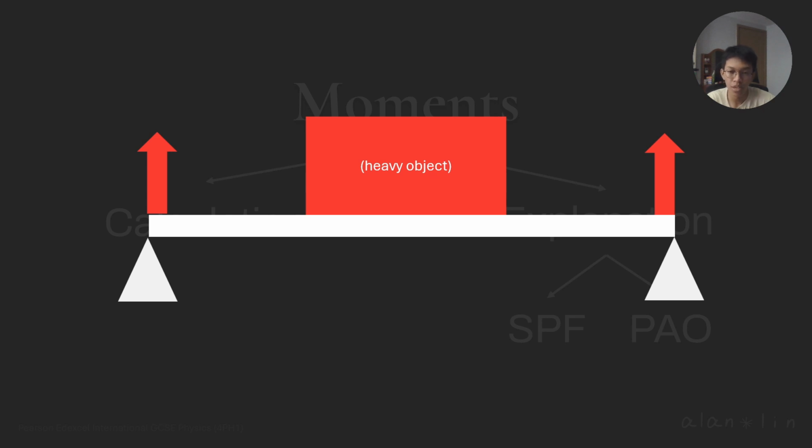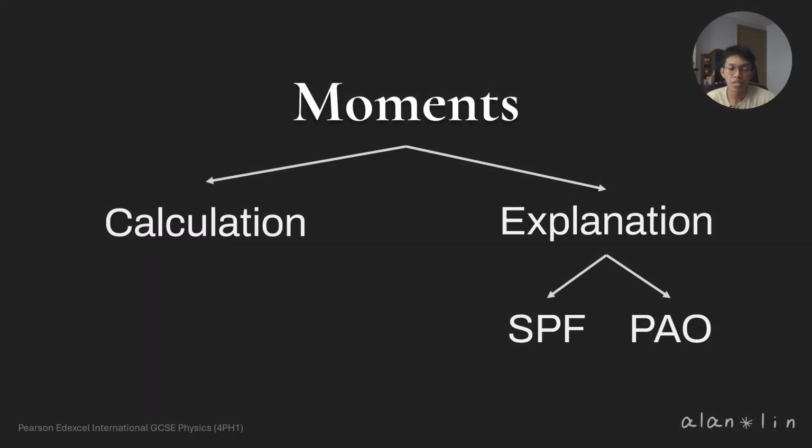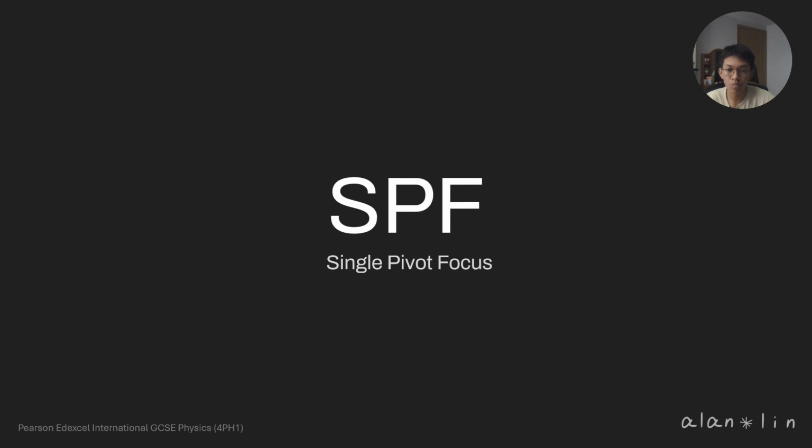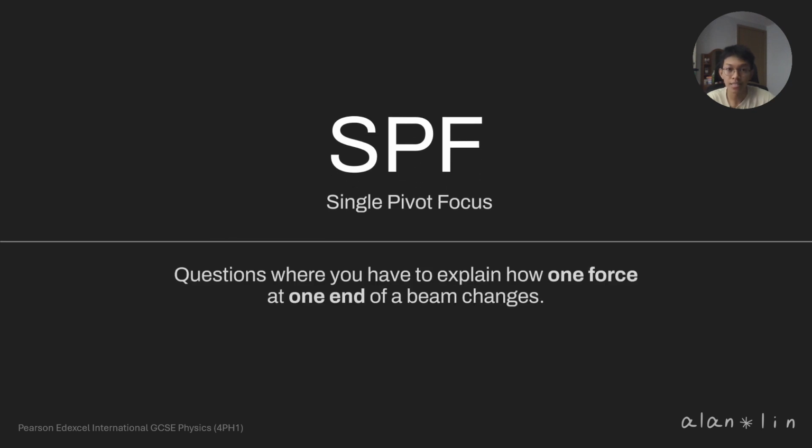In my experience, these types of explanation questions generally fall into two categories, which I like to call SPF and PAO. Starting with SPF: SPF stands for single pivot focus. As the name suggests, these are the questions where you have to explain how one force at one end of the beam changes as the position of the heavy object placed on the beam changes along the beam.